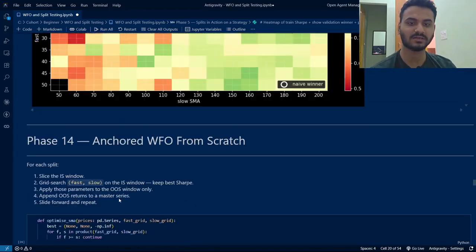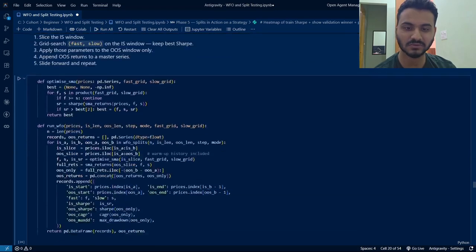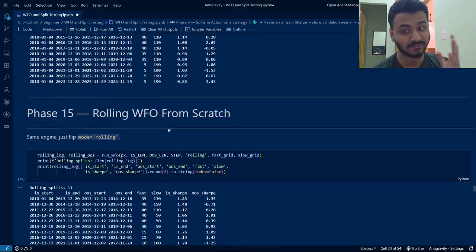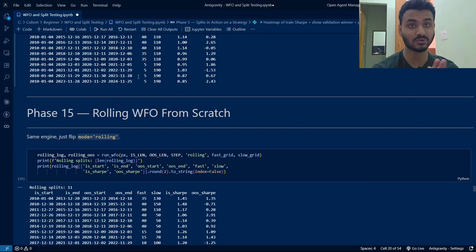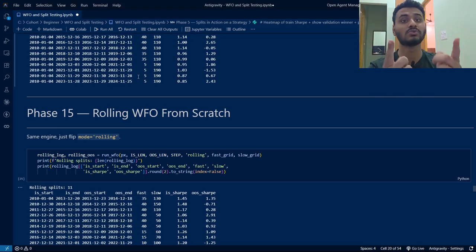Now, anchored WFO from scratch. This is how you can build it for yourself. The code is right here. A few people were struggling with the code, so I've included the codes. Please go through the video and especially go through the notebooks. They are attached below the video. You can download them and use them for yourself.